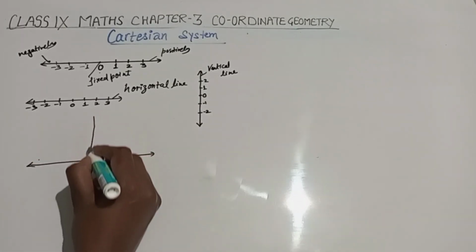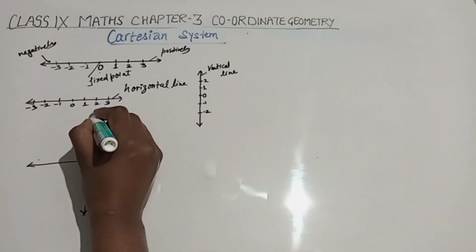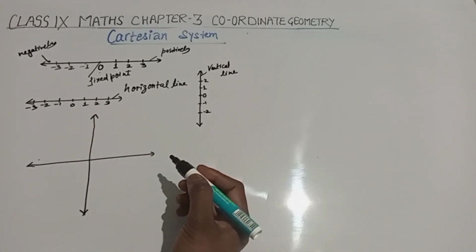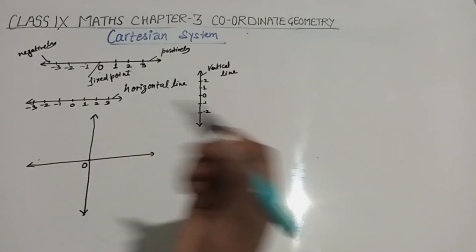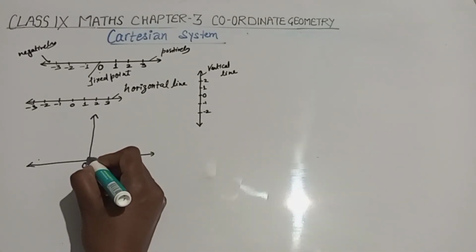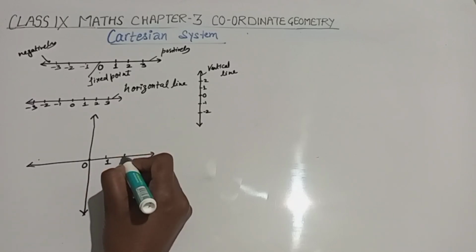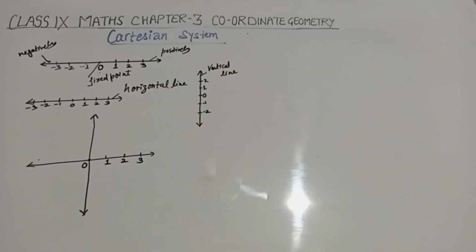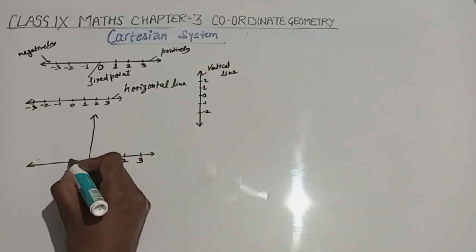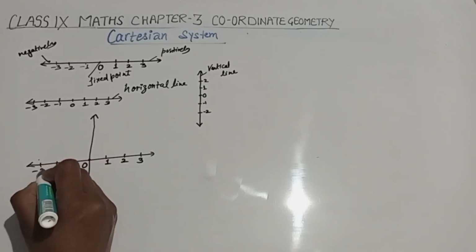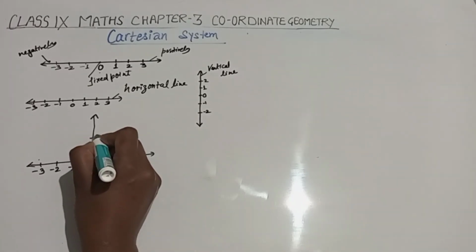By combining these two lines, the axes cross at O. They cross at O, that is 0, so that point is O. It is also the origin. He took two lines and crossed them at a fixed point, that is 0, and that 0 is called the origin.